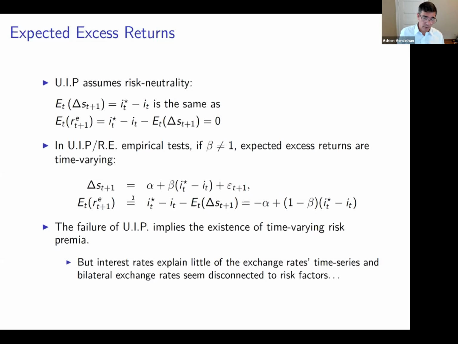So what does it mean? Well, you can just rewrite the expected excess return. You know that the change in exchange rate is not equal to the interest rate difference, but using the regression result, you're going to see that if beta is not 1, you have already a little bit of evidence that expected excess returns should move with the interest rate difference. So there should be a time-varying risk premium, and that has been known for a long, long time. The problem is that interest rates explain so little about exchange rate changes that it's difficult to really find anything when we just look at one currency at a time with those kinds of time series.